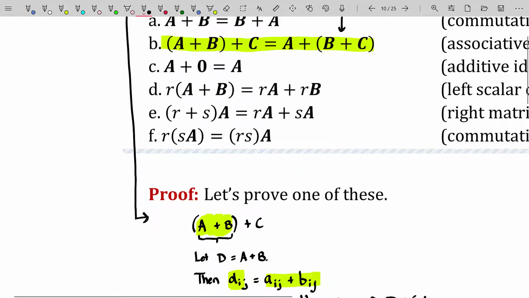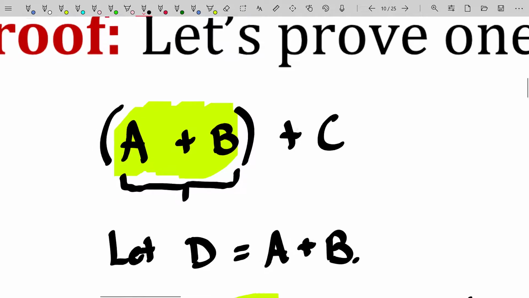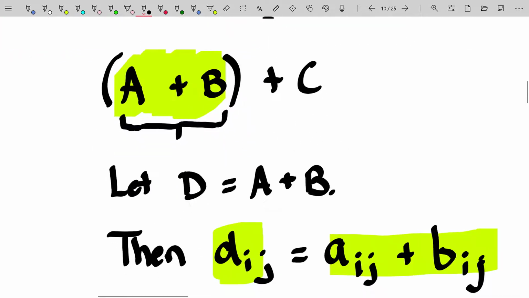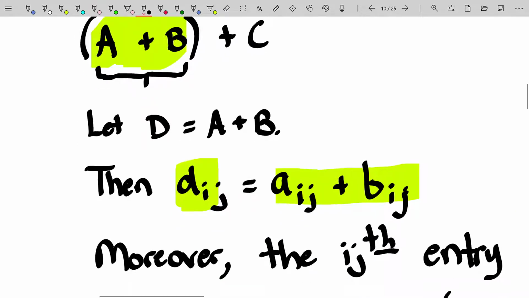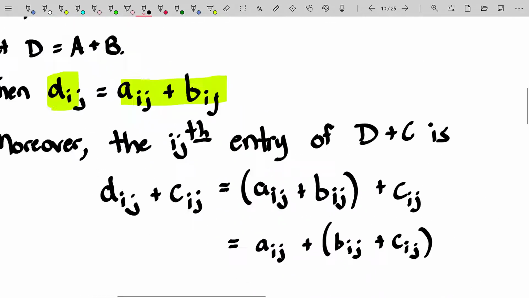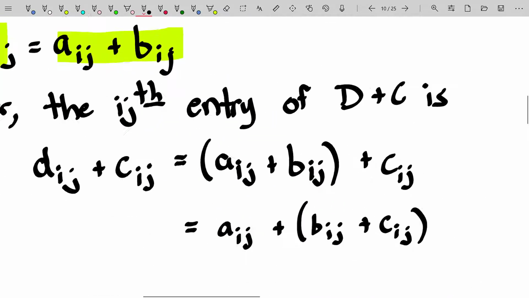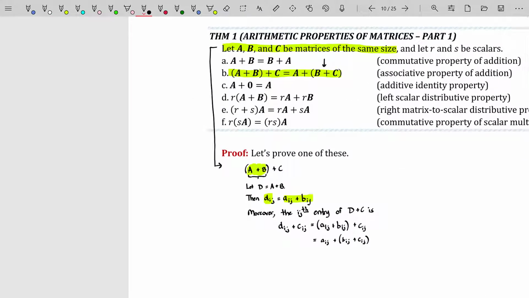So what we started with was the quantity A plus B and quantity plus C. And then we let D equal that A plus B, and we mentioned what the ijth element of D is, and then we said, therefore, when we add matrices A and B, and then add that to C, the result is this business right here. Now let's consider that right-hand side. What if we were to add the matrix A to the summation of the quantity B plus C?